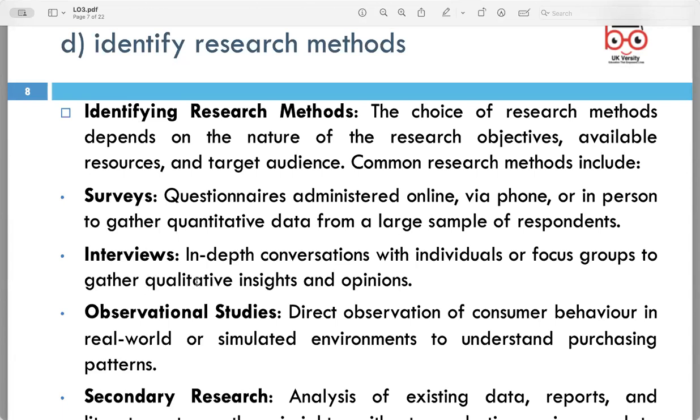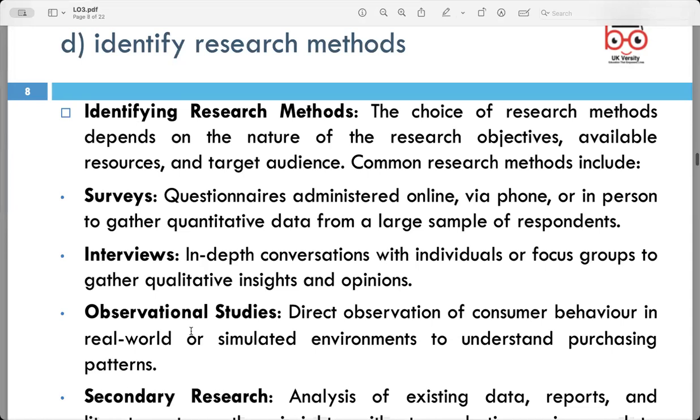Interviews: in-depth conversations with individuals or focus groups. This method is effective for gathering qualitative insights and understanding the underlying reasons behind consumer behavior and attitudes. For example, interviews can explore how customers perceive a brand and what factors influence their purchasing decisions.